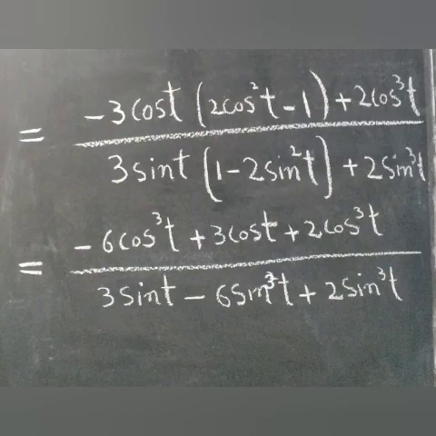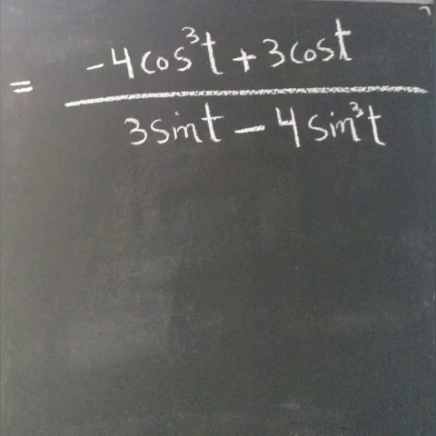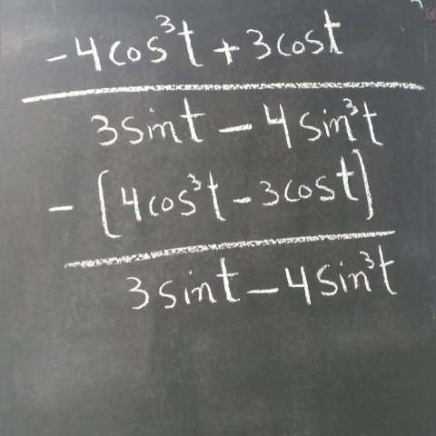Now in the numerator, minus 6 cos cube t plus twice cos cube t is equal to minus 4 times cos cube t, and in the denominator, minus 6 sin cube t plus twice sin cube t is minus 4 times sin cube t. Thus we get dy by dx equal to minus 4 times cos cube t plus 3 times cos t, divided by 3 times sin t minus 4 times sin cube t. Take minus common in the numerator, we get dy by dx as this.